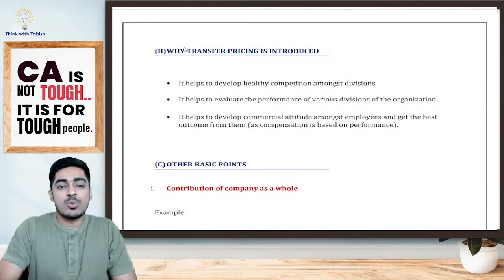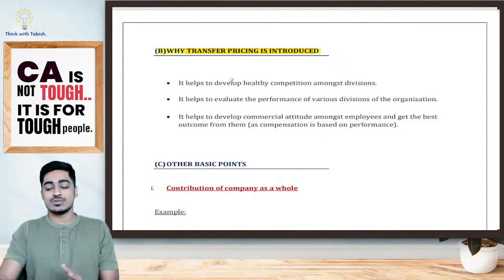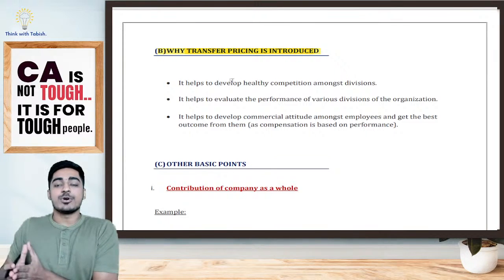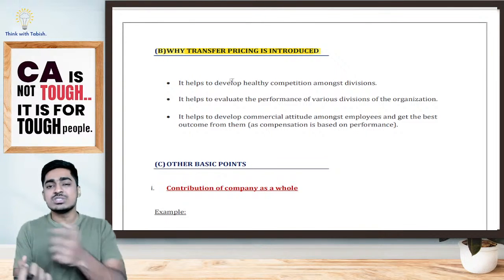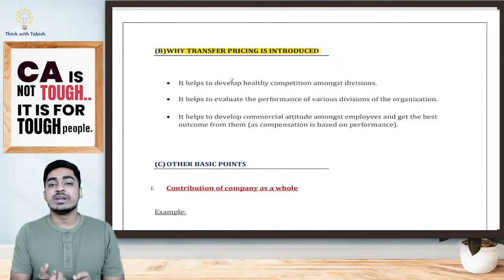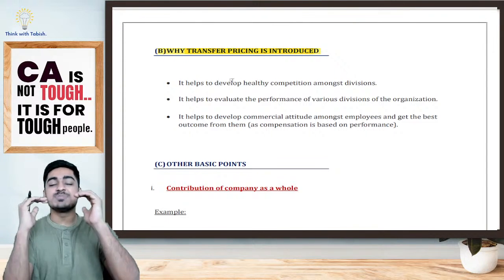One more simple thing: why transfer pricing is introduced. A small theory concept, not much required. Initially, all the profit was centralized at the organization level. So these divisions were just manufacturing goods and transferring them to each other. But what happened? There was no healthy competition. Employees were not competing amongst themselves. They did not have any specific goal.